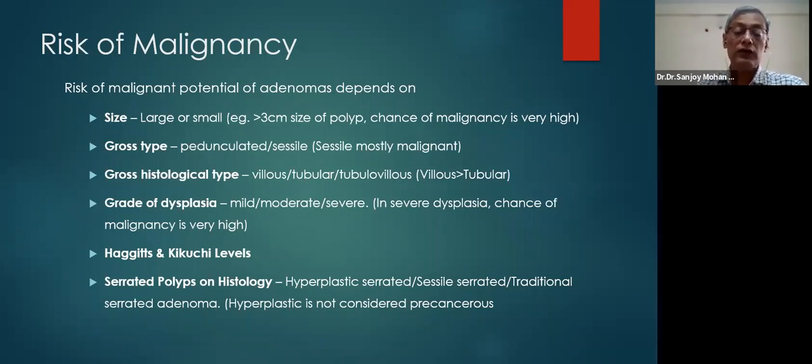Histopathologically, occasionally we can see, along with the pedunculated polyp, the surface epithelium might be serrated. These are known as serrated polyps. They can be divided into hyperplastic, sessile serrated polyp, and traditional serrated polyp. Hyperplastic polyp is never ever considered as precancerous.